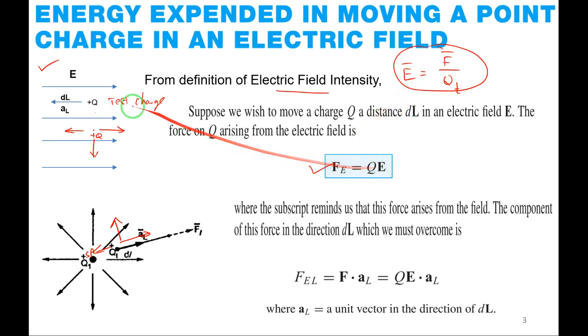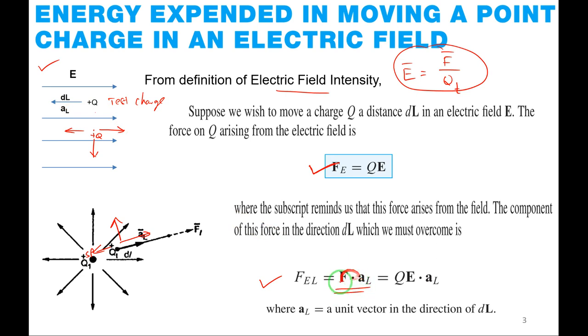The test charge Q and the electric field intensity E give me the force experienced by the test charge in the electric field, QE, right? Then I want to move this test charge by a small distance dl in the direction of unit vector al, right? Then the magnitude of the force, in order to move the charge, FEL, means only I am not taking the vector here. This is the magnitude, equal to the force experienced by the charge, and it is moving in the direction of the al vector. So F into al. Can I write this?